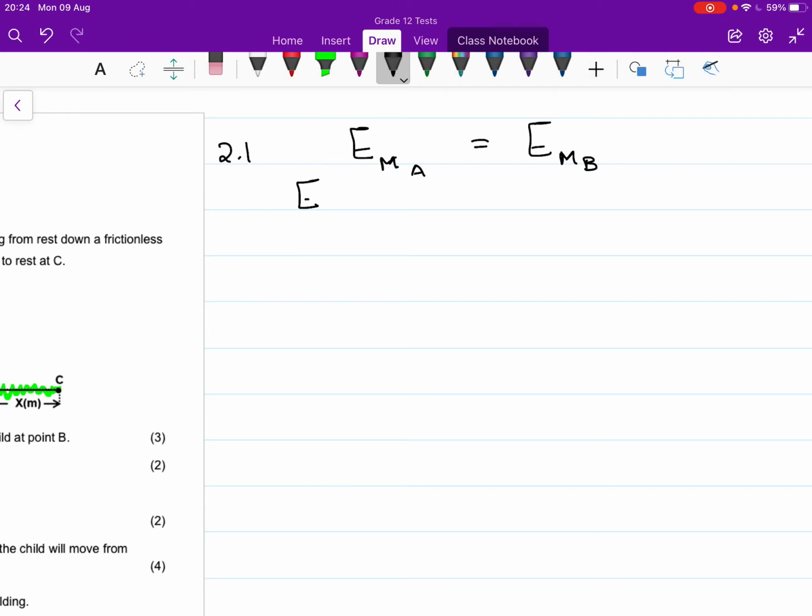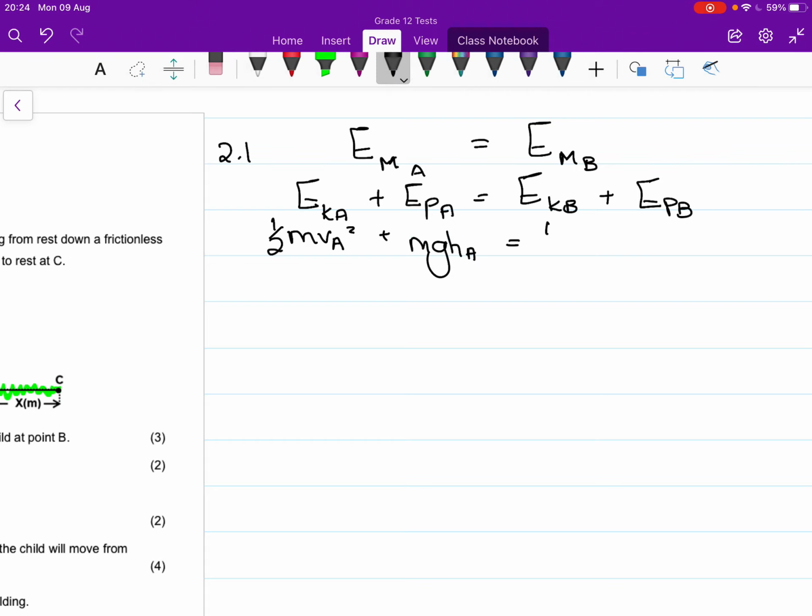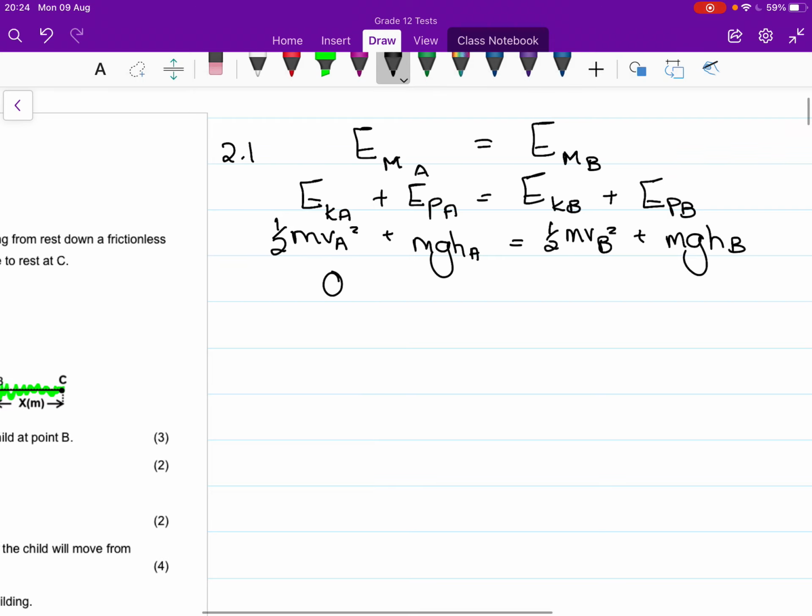So we know the EK at point A plus the EP at point A would be equal to the EK at B plus the EP at B. So a half mVA squared plus mghA is equal to a half mVB squared plus mghB. Now at A it wasn't moving, so that's 0.